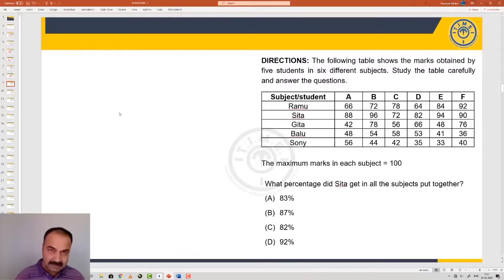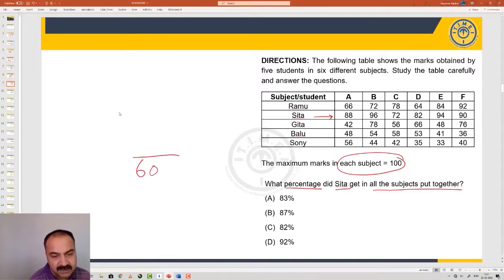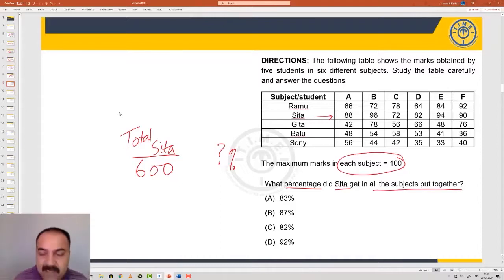It continues on the basis of the same table. You have the same students and the same data structure of the marks that they have got in the various examinations. What percentage did Sita get in all the subjects put together? All subjects put together. So I'll have to add up the marks of Sita in all subjects. And each subject has 100. And how many subjects do we have? We have 600. So out of a total of 600, how many total marks did Sita get? And the question is, what is this percentage? So this total upon 600 will multiply with 100.